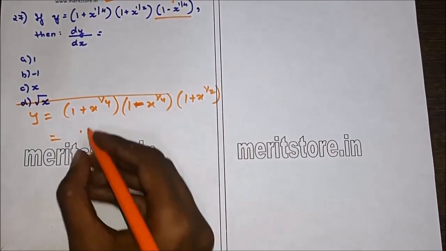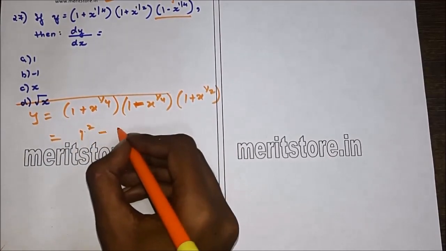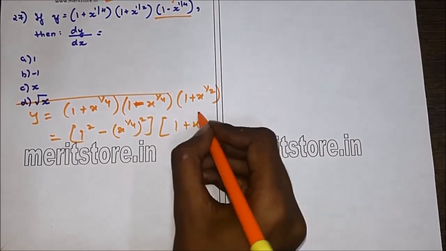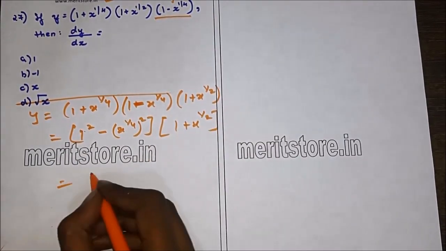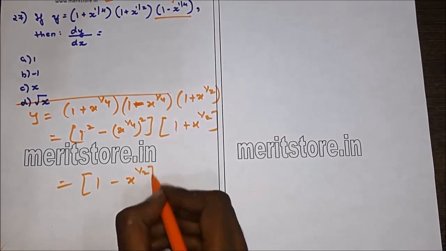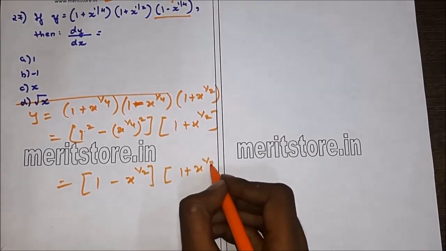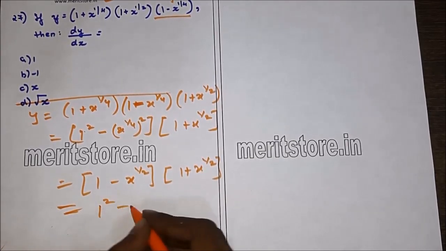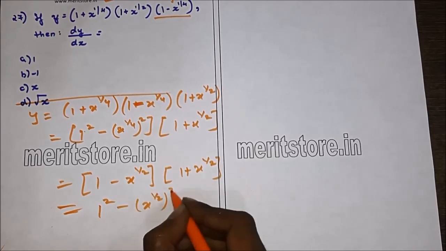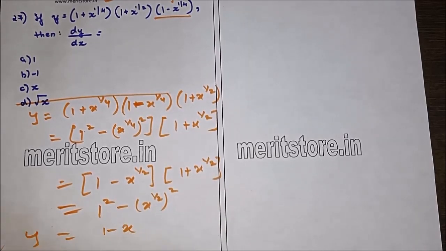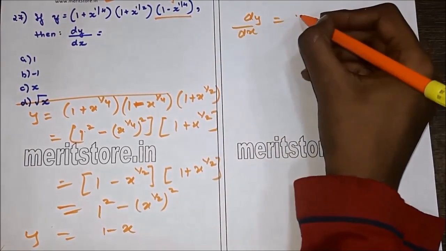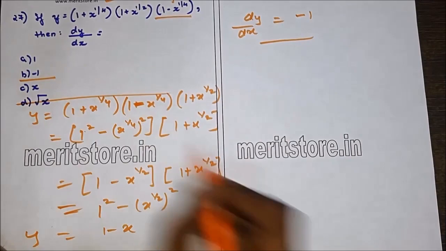So this is a square minus b square, that is 1 square minus (x^(1/4)) square into (1 + x^(1/2)). So this is (1 - x^(1/2)) into (1 + x^(1/2)). Again we have the a plus b, a minus b form. So this is a square minus b square, that is 1 square minus (x^(1/2)) square, which is equal to 1 minus x. So y is 1 minus x. So therefore dy by dx is minus 1, which is option B.